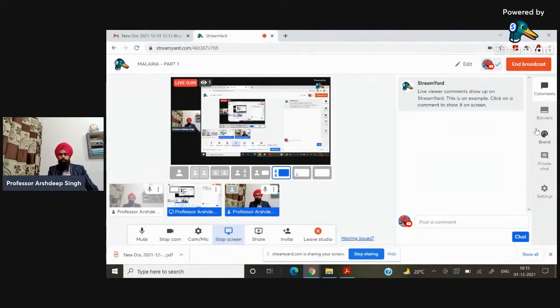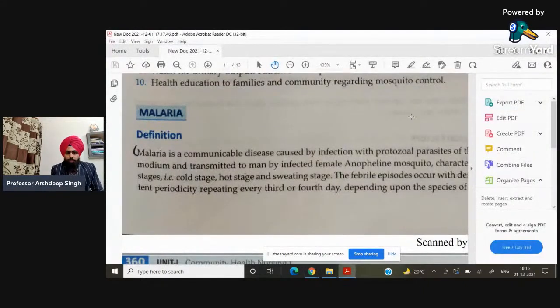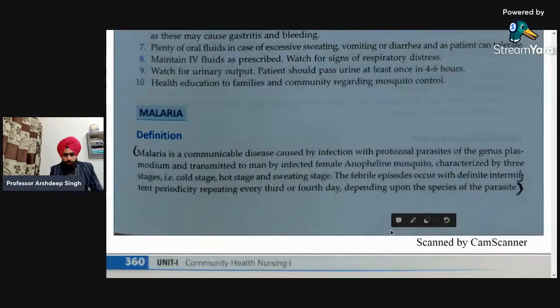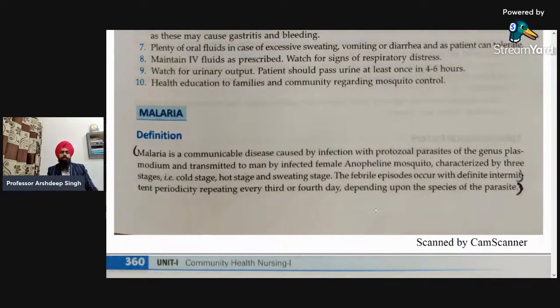So today, I'm going to explain to you about a new topic, a new disease, that is malaria. So let's begin with the topic. I think it is visible on your screens, either you are using mobile phones or laptop screens. So first of all is the definition related to malaria.